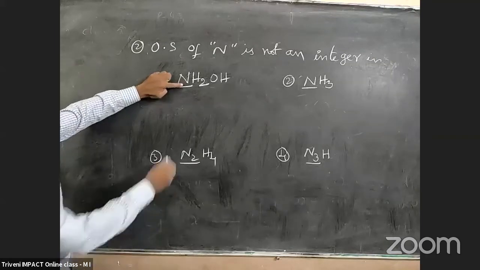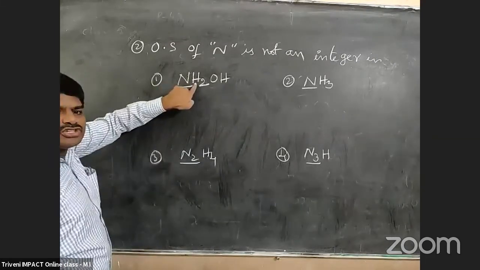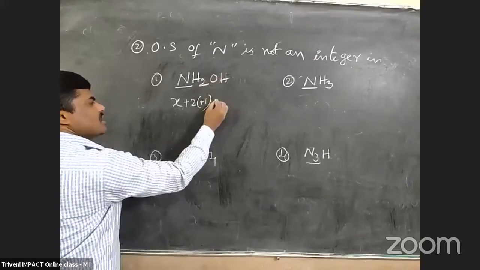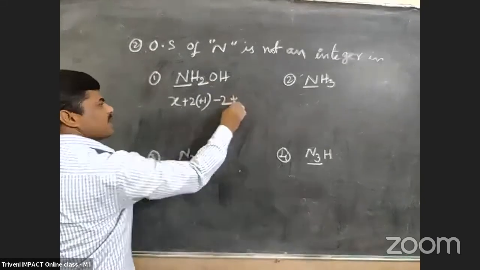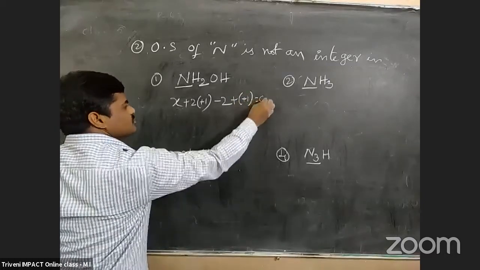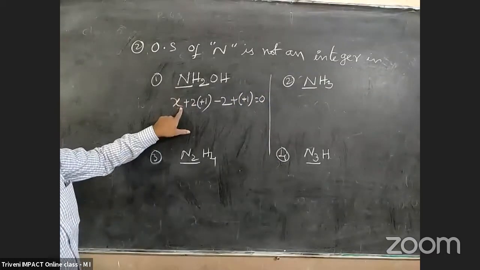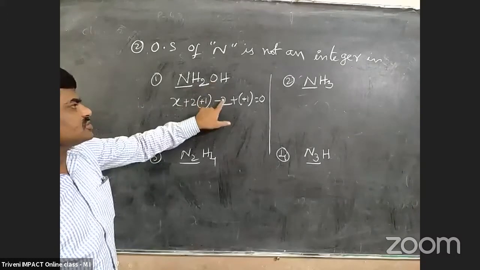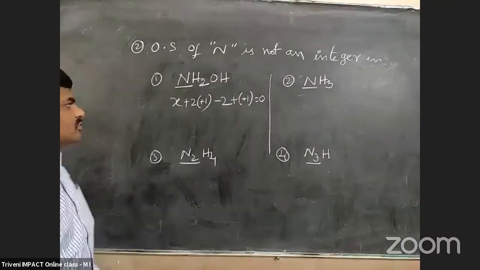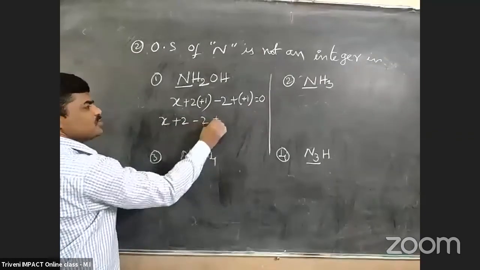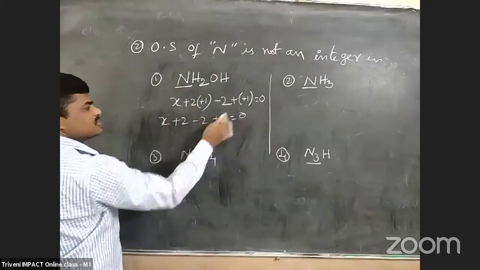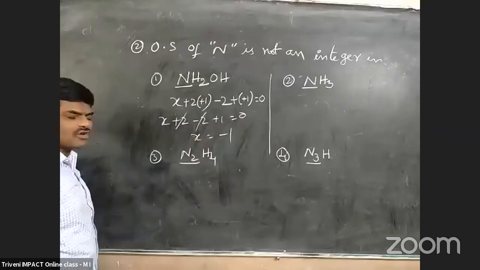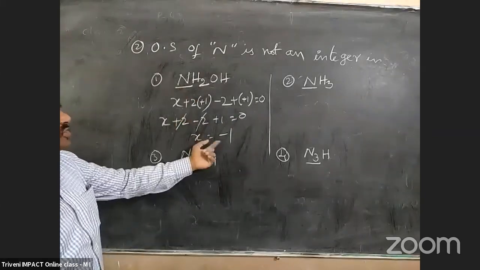So let the oxidation state of nitrogen be x. Hydrogen oxidation state is +1, and there are 2 hydrogens, so 2 into +1. Oxygen oxidation state is -2, plus again hydrogen oxidation state is +1, equal to 0. So x plus 2 minus 2 plus 1 is equal to 0. Plus 2 minus 2 gets cancelled. x plus 1 is equal to 0, x is equal to -1. So in the first option, nitrogen oxidation state is -1.